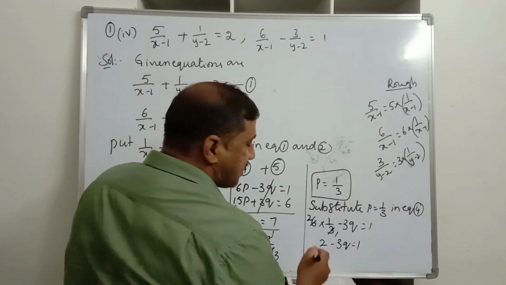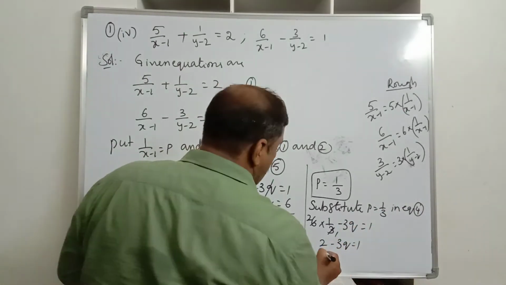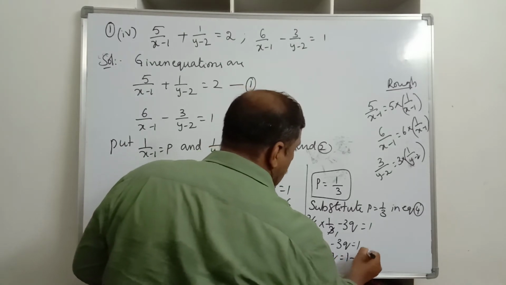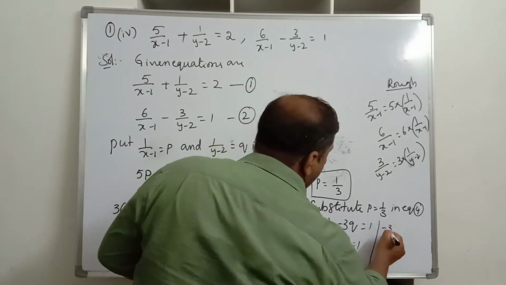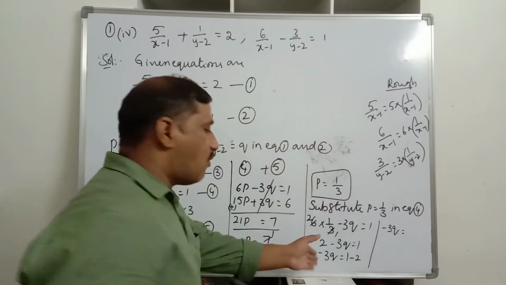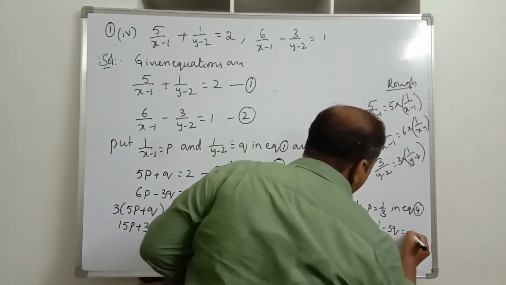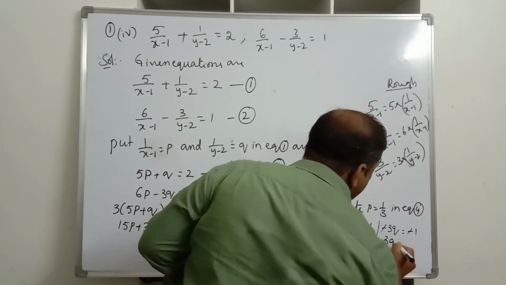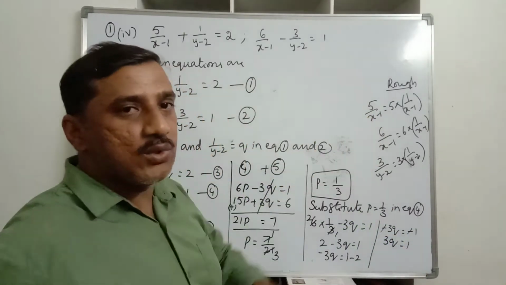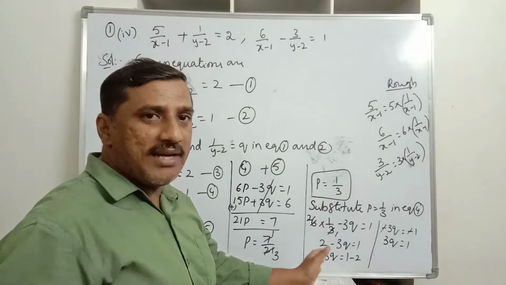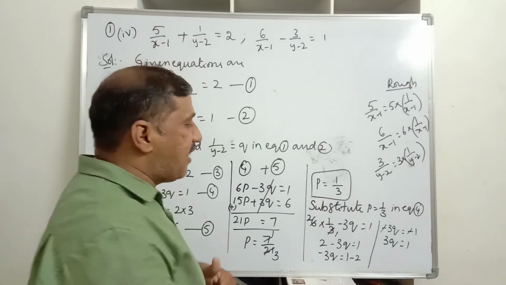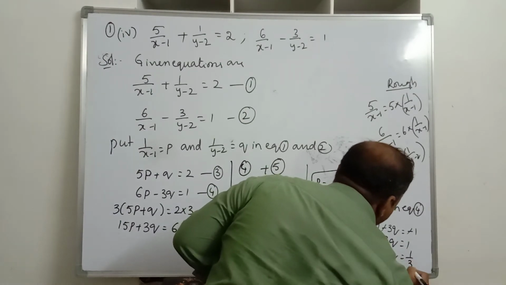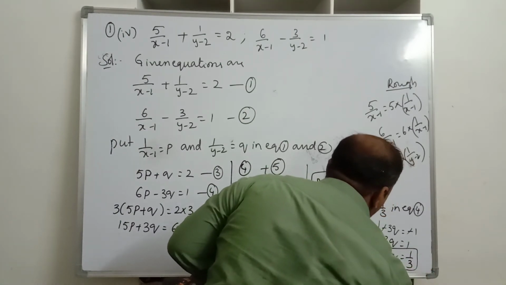Transpose 2 to the RHS, it will become minus 2. Now minus 3q is equals to 1 minus 2, which is minus 1. Now minus and minus are cancelled, we get 3q is equals to 1. Transpose 3 to the other side. 3q means 3 into q, it is multiplying, therefore it divides. Therefore q is equals to 1 by 3.